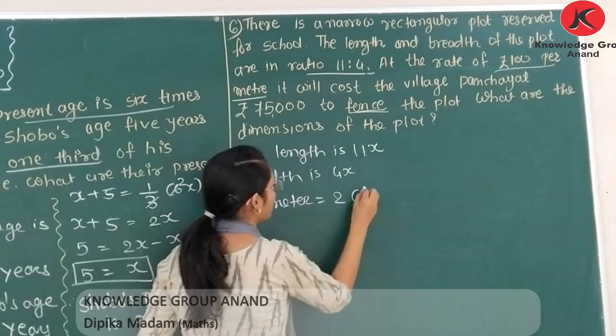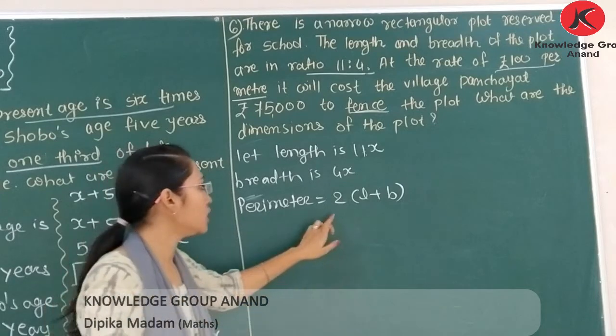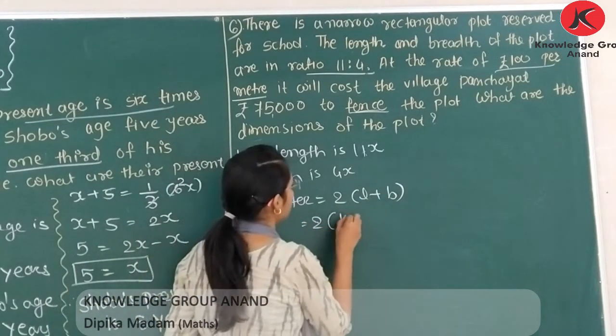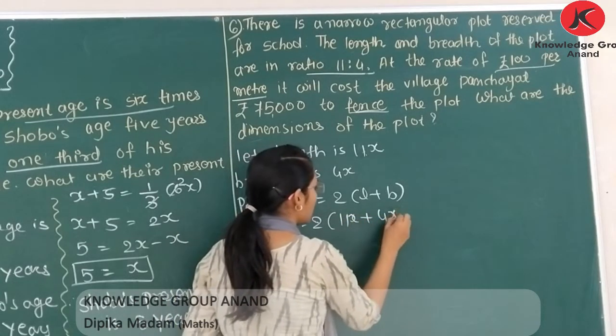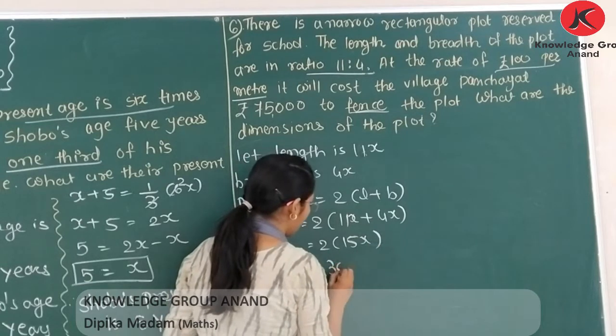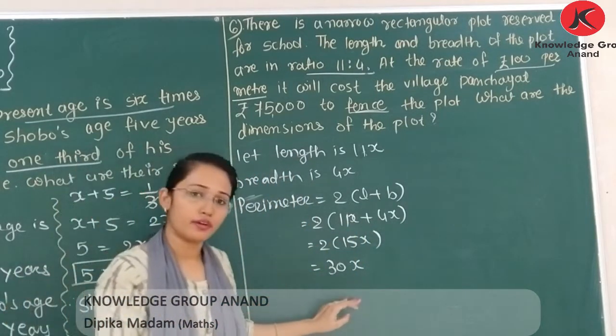Perimeter is equal to 2 into (L plus B). We know the equation for the perimeter of a rectangle: 2 into bracket L plus B. Length is 11x, breadth is 4x. So 30x. Now, this is the perimeter of the rectangle.